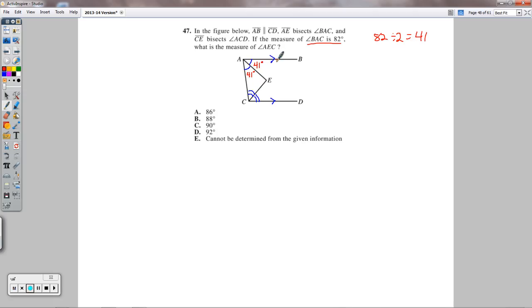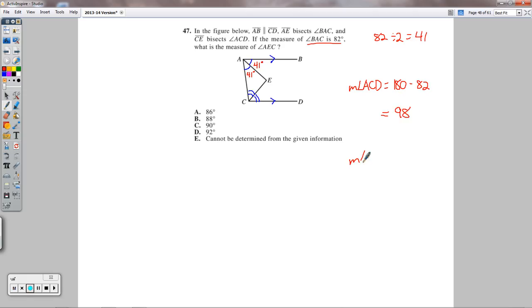And then if this is parallel to this, something we know from geometry is that consecutive interior angles, so angle BAC and ACD, would have to add together to get 180 degrees. And so if that's the case, that means the measure of angle ACD would equal 180 minus the whole thing there, minus 82. So that would give you 98 degrees.